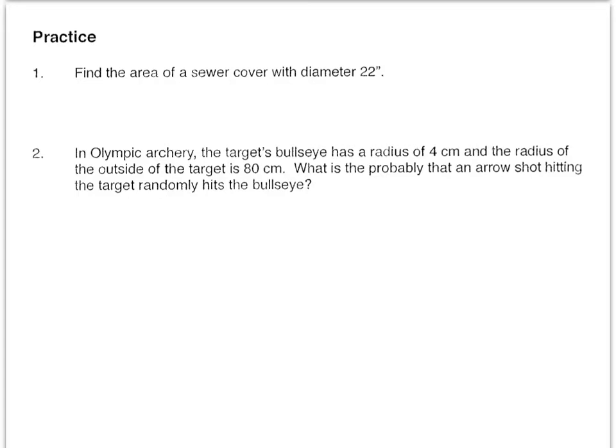For example 1, we need to find the area of a sewer cover. It says its diameter is 22, so we're going to go ahead and make that sewer cover. Here we go. It's a circle. It has a diameter of 22. Keep in mind that diameter is the length across the circle through the center. So if the diameter is 22, that means the radius is 11.